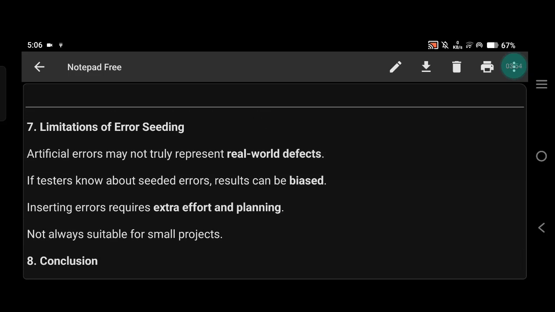Then limitations of error seeding. The seeded errors may not represent real world defects. If testers know about seeded errors, the results can be biased. Inserting errors requires extra effort.